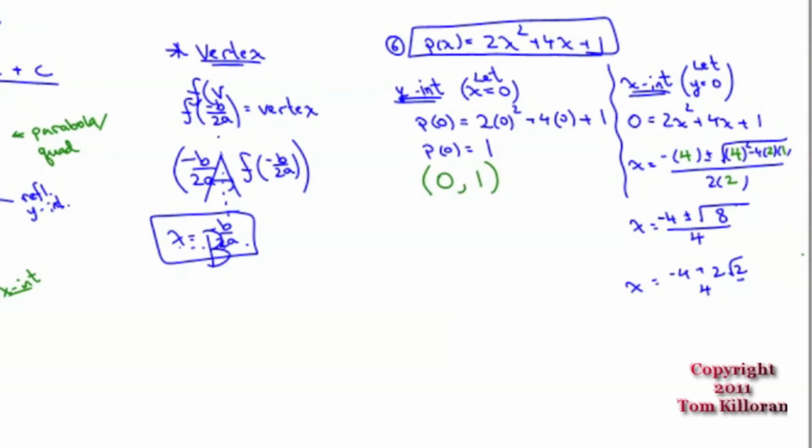Do I just take the 4s and be done with them? Yeah, you have to do everybody. So what is the common factor across all 3 terms? 2. So divide them all by 2 and you get negative 2 plus or minus square root of 2, divided by 2.